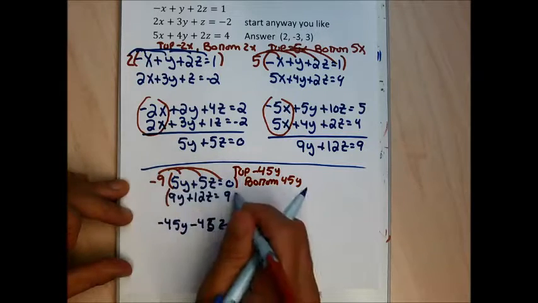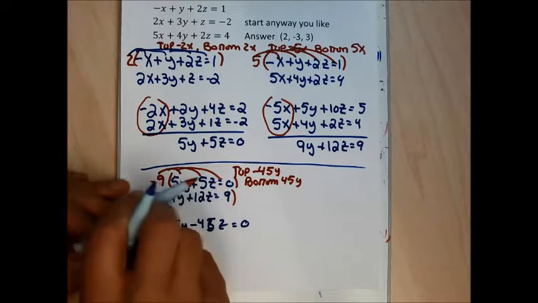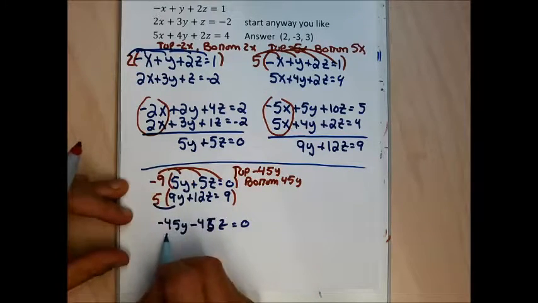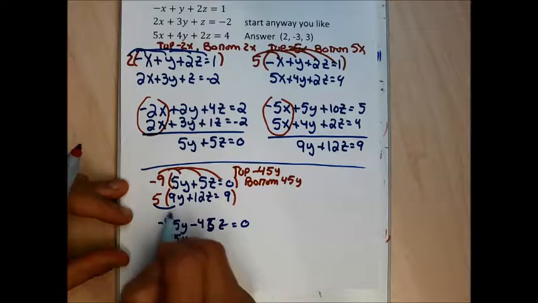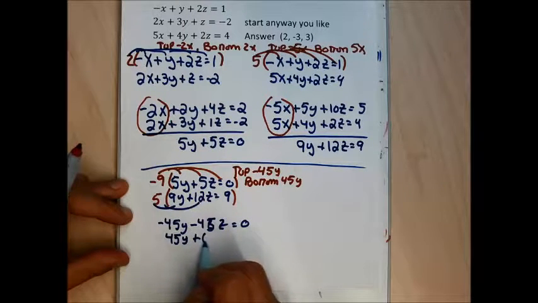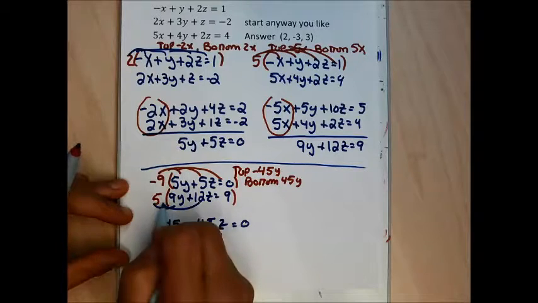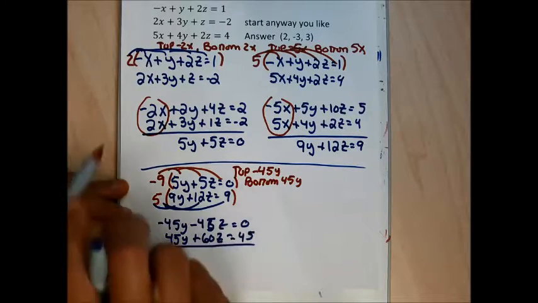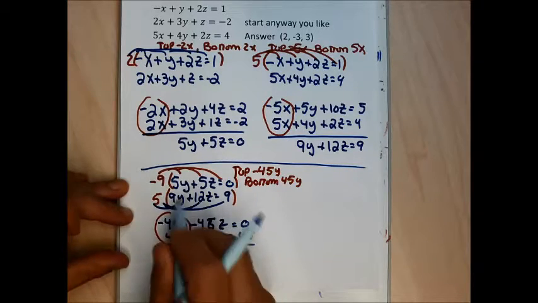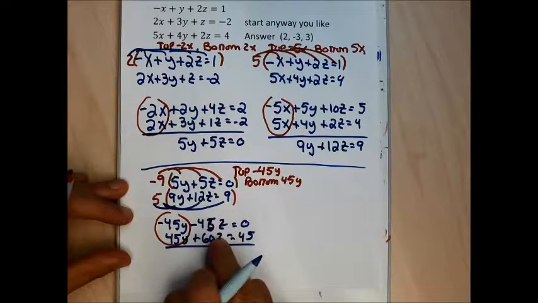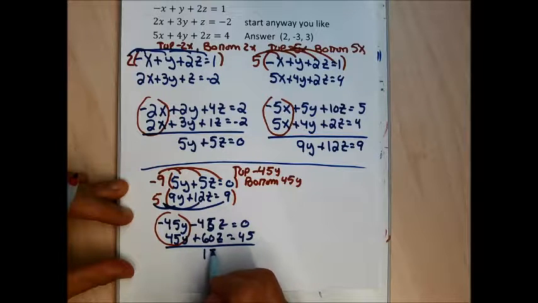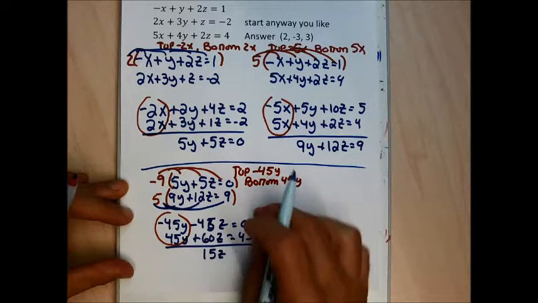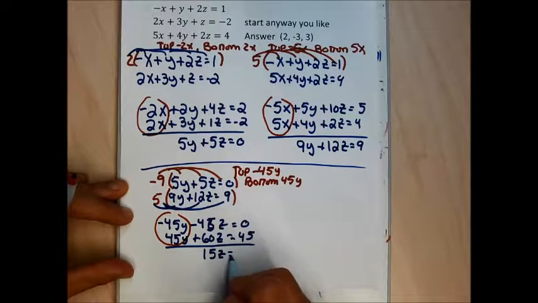For the bottom, to get the positive 45y, I'm going to multiply by 5. 5 times 9y is 45y. 5 times 12z is 60z. 5 times 9 is 45. Ready to combine to drop out the y's. Y's drop out. Negative 45z plus 60z is positive 15z. 0 plus 45 is 45.